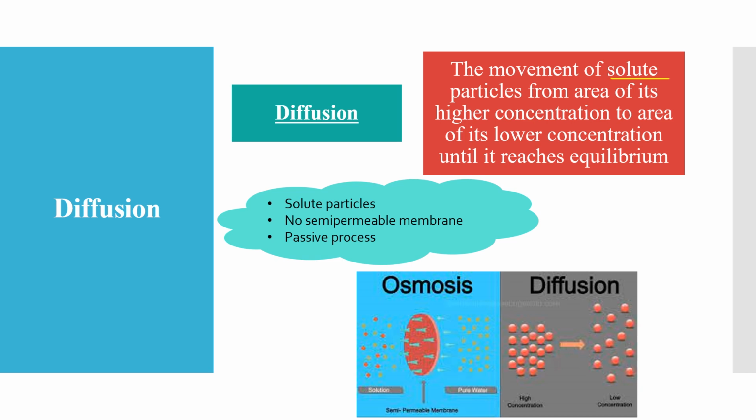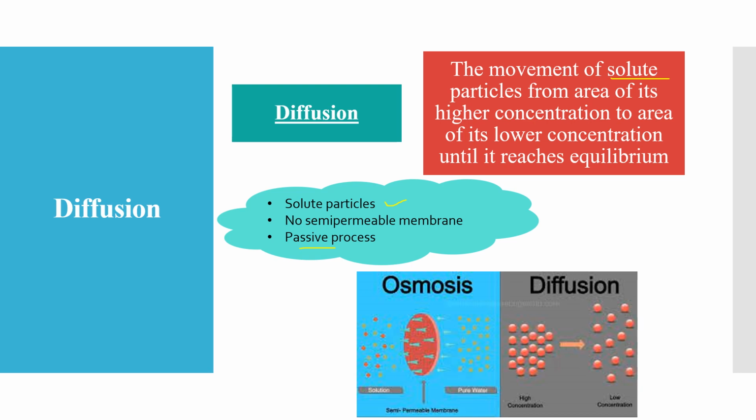If you remember, in osmosis we discussed that solvent molecules are required, whereas in diffusion solute particles are required. During the process of diffusion you must remember three important things. Firstly, in diffusion solute particles are required, not solvent molecules. In diffusion a semi-permeable membrane is not essential, whereas in osmosis it is essential. And both osmosis and diffusion are passive processes.